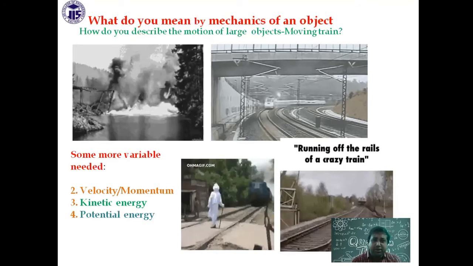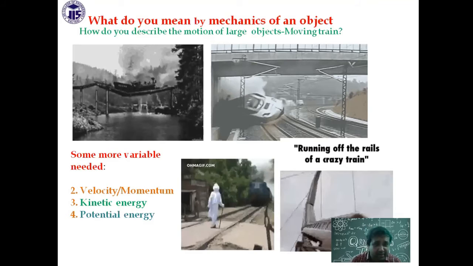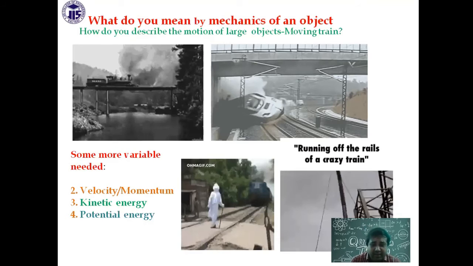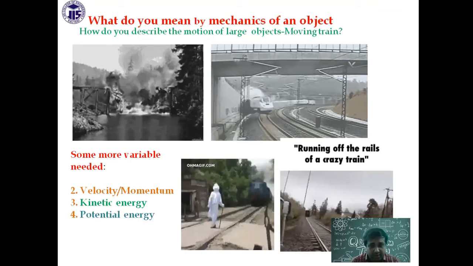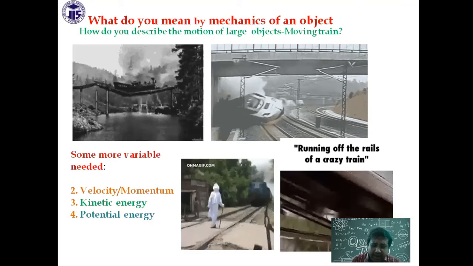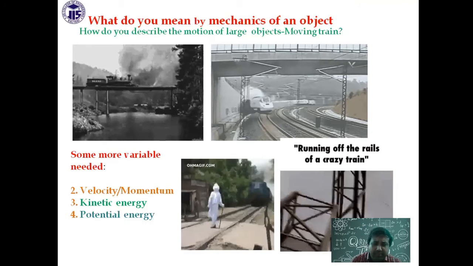You know, for every collision, momentum is conserved. So momentum is another important parameter. For elastic collision, energy is conserved, kinetic energy, potential energy. So what I am trying to tell you is that an object, a train, can do many things in the journey.